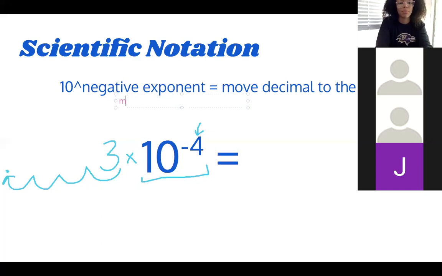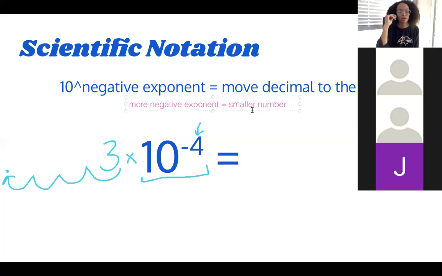So it's important to know the more negative your exponent is, the smaller your number will be, because we're moving the decimal to the left even more times. So the more negative the exponent, the smaller the number you have. And of course, with positive exponents, the opposite is true. If we have a bigger positive exponent, then we will have a bigger number, because we are just tacking on more zeros at the end, so our number would be getting bigger and bigger.